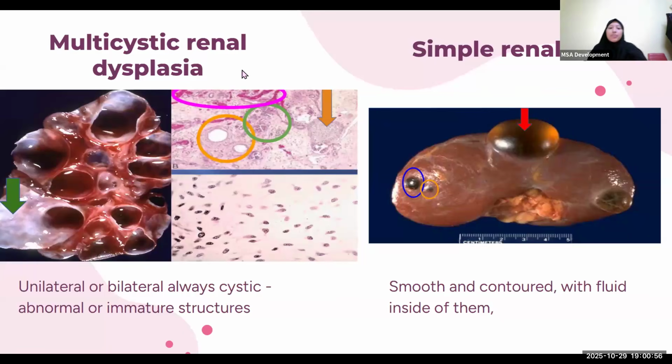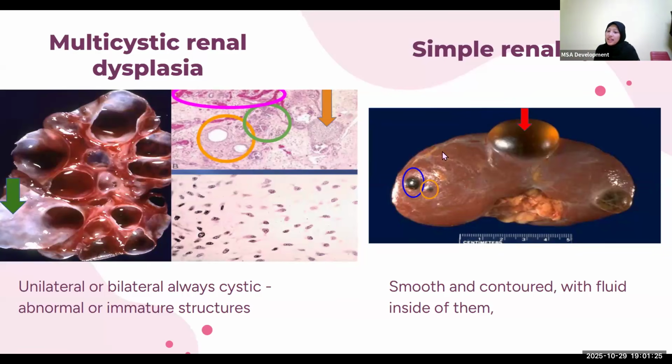So yeah, my point was, I'm just starting with these to show you how a simple cyst can be different from a complete dysplastic cyst. Okay. Most commonly, if someone comes with no symptoms, nothing, and they find an incidental cyst in the CT scan, that is a simple renal cyst.